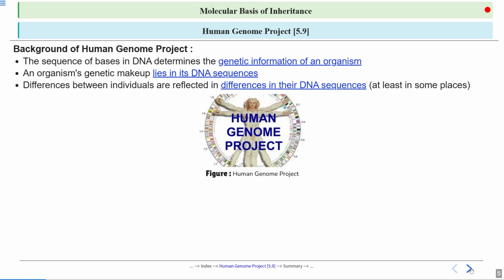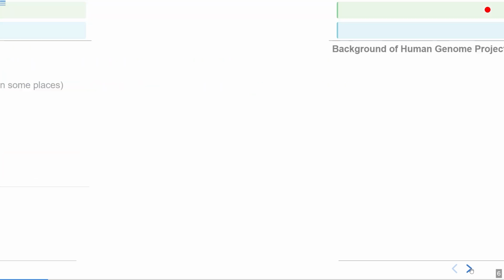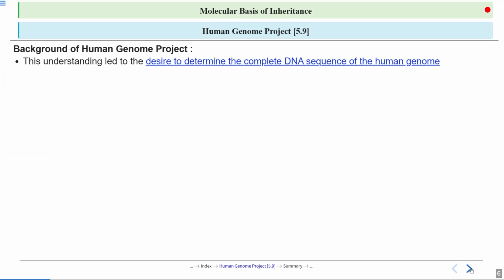And this is the symbol of the Human Genome Project. This understanding led to the desire to determine the complete DNA sequence of the human genome. When we got to know that it all lies in the DNA sequence, it became important, a desire, that we now determine the complete DNA sequence of the human genome.